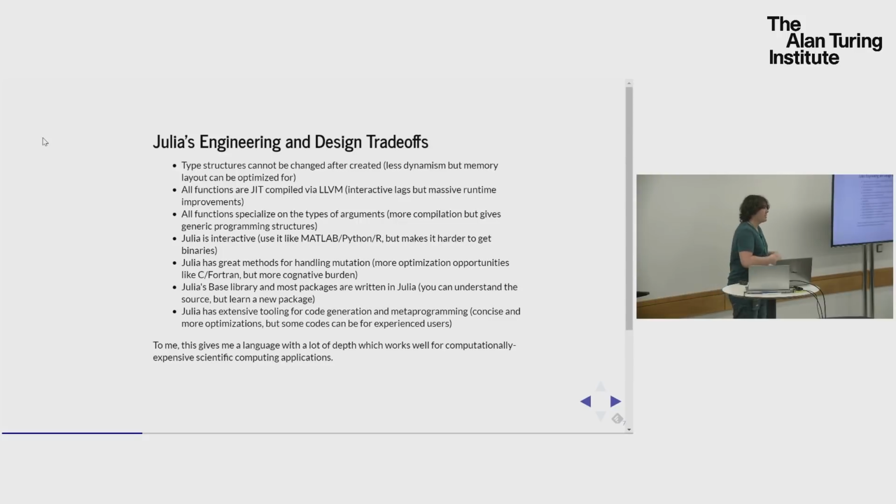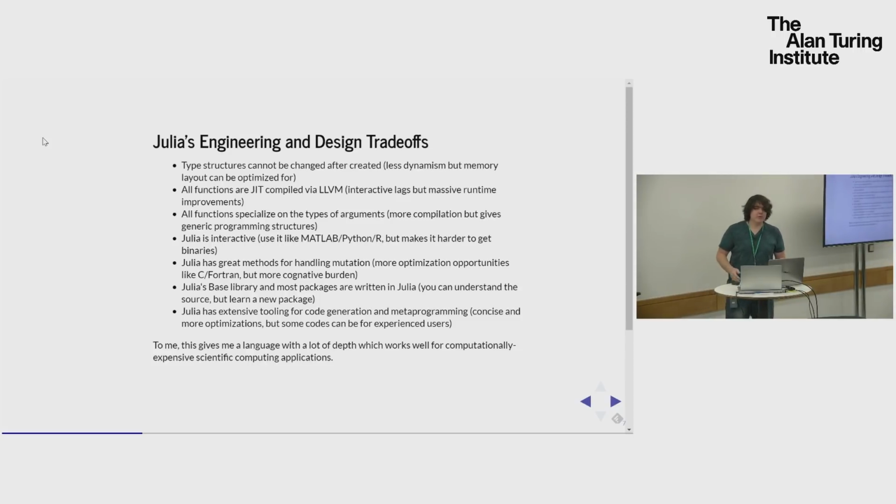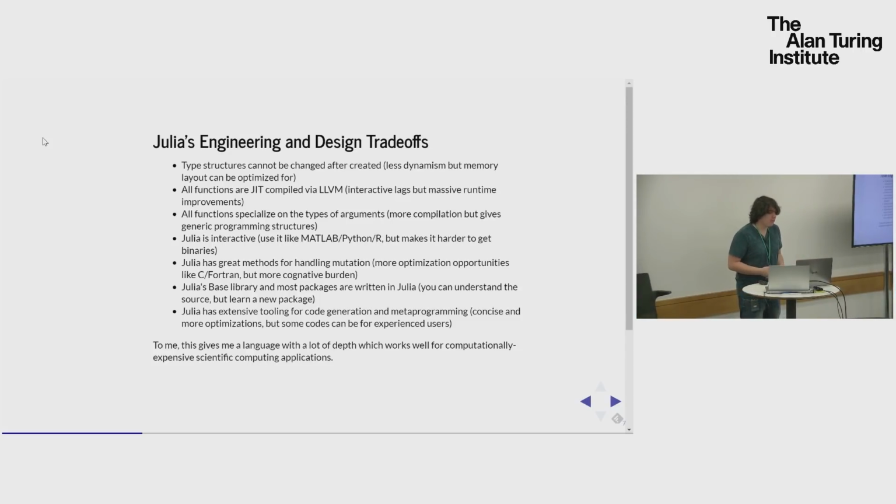So I'm saying a lot of very good things about Julia, so let me give one slide where you say, okay, not everything is always going to be perfect, right? Everything has engineering and design trade-offs. What did Julia do in order to be a fast, high-level, concise language? There's no free lunch, so what trade-off did it need to make?